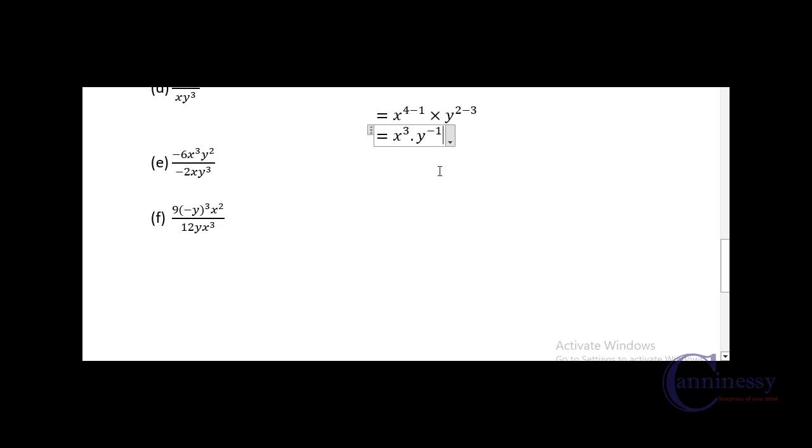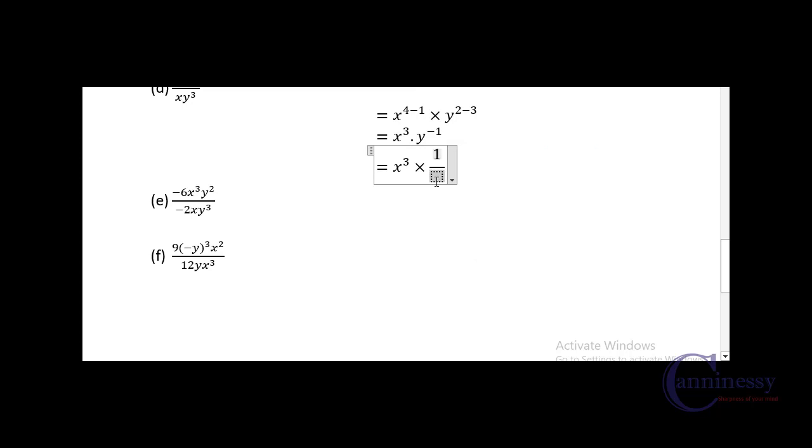So when we simplify this problem, it is equal to x to the exponent 3, right? Then multiplied by what? You can comment, you can send me text. Multiplied by 1 over what? 1 over y, right? Then now we have to simplify it.